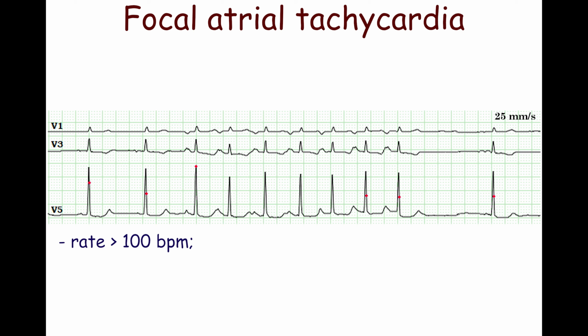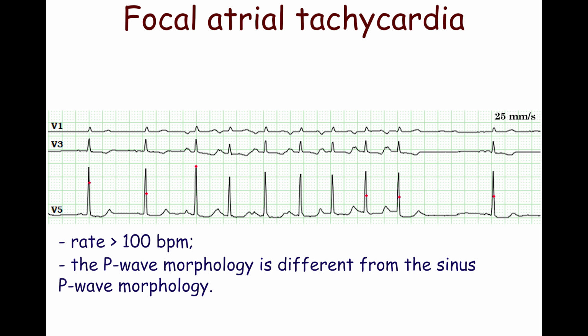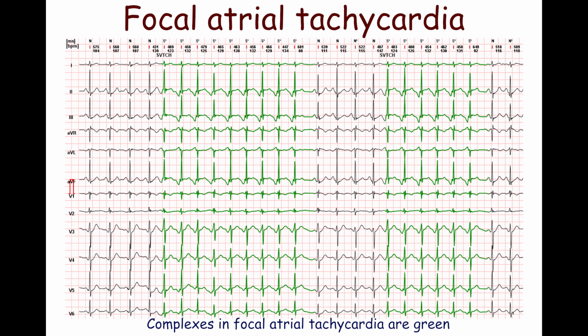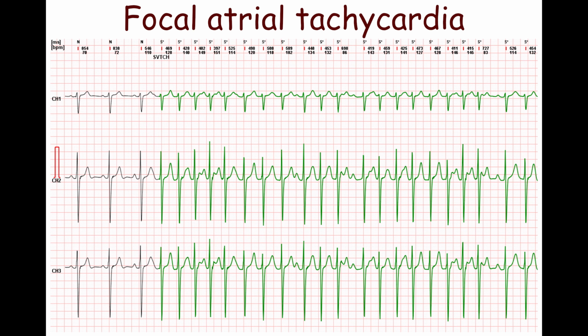Focal atrial tachycardia may originate from any site in either atrium. The P wave morphology is different from the sinus P wave morphology. The PP intervals are usually constant. Atrioventricular conduction ratio may be either constant, 1:1, 2:1, 3:1, or variable. The PR interval is often prolonged during tachycardia.